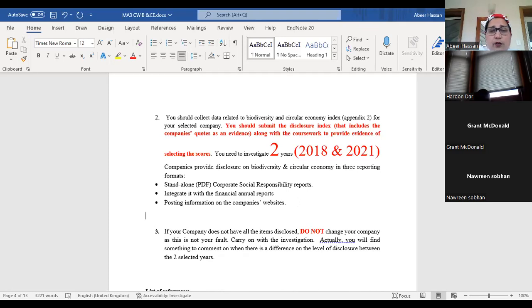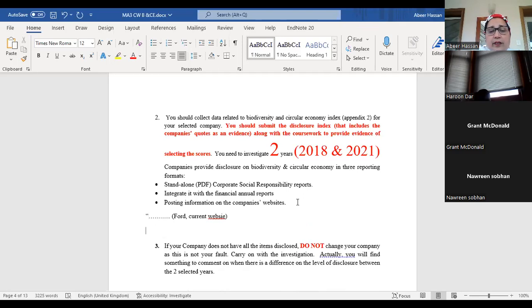You can take the sentence, open a quote, add the sentence, okay, and then say, for example, current website, for me to know. Or if you get it from 2018, you might say CSR 2018 page 25 or whatever. Close the quote. This gives me, as a marker, an indication that you have done the investigation and supported your answers with quotes from companies, and you provided the sentence. Okay, I will show you some examples later on.